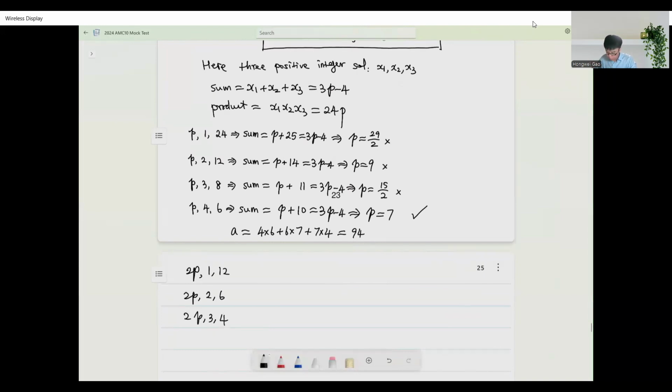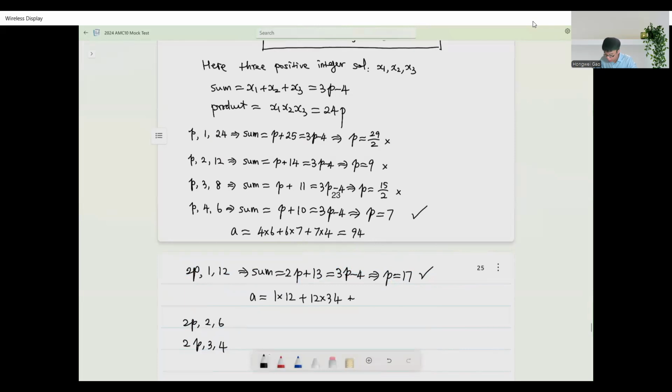Now, if it's 2p, 1, 12, we know the sum is 2p plus 1 plus 12. So it's 2p plus 13 is equal to 3p minus 4. Then we can solve p equals 17, which is a prime number. So this case also works. Accordingly, we can solve a. The roots are 1, 12, and 34. So 1 times 12, 12 times 34 plus 34 times 1. That's the value of a, which is 454.